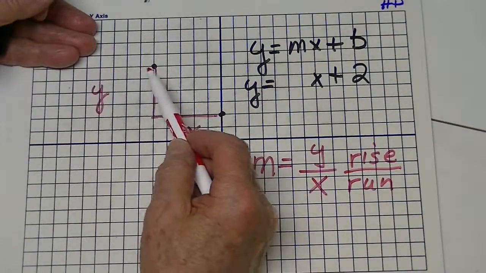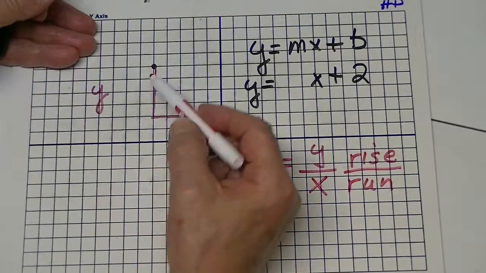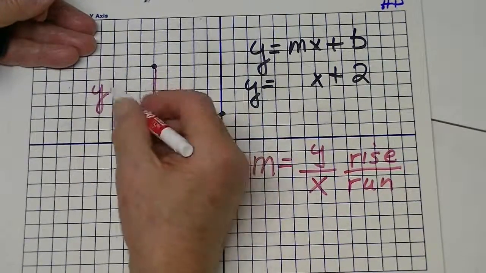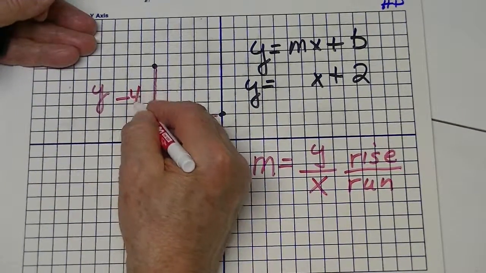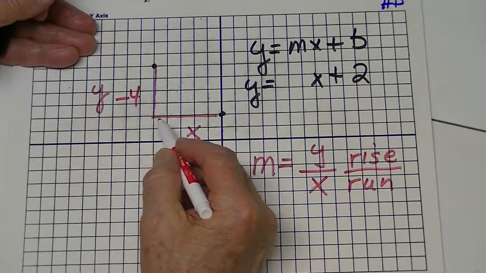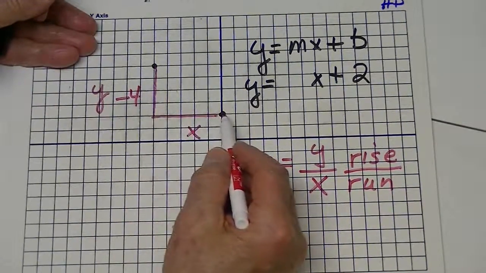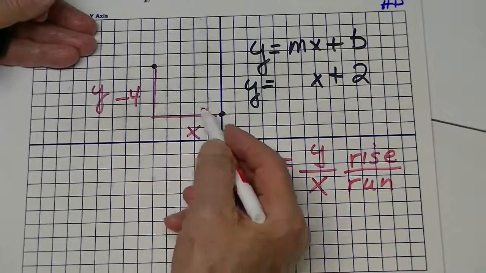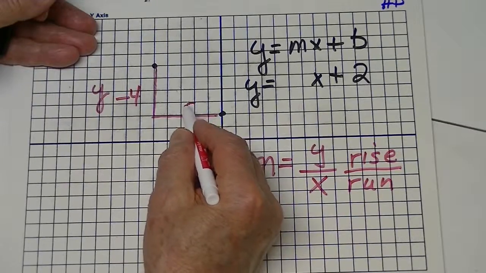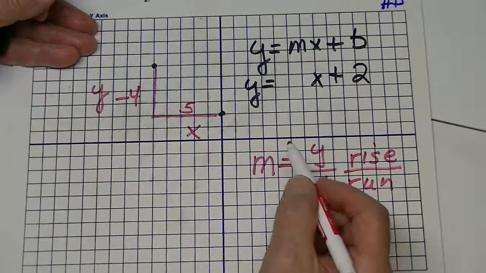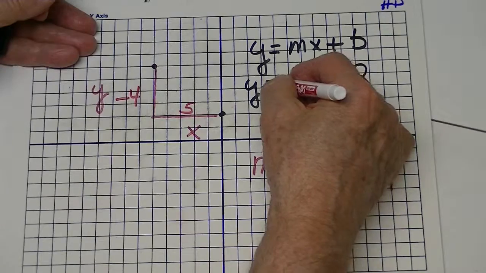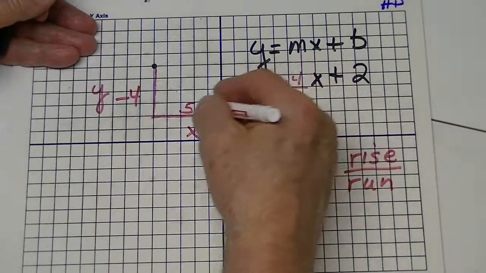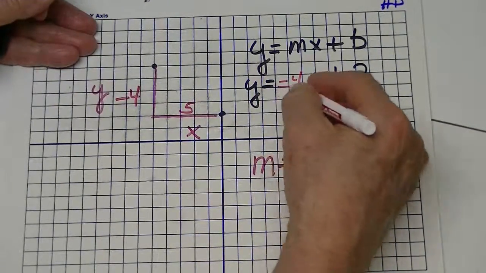Well, we can just count the units. Now, if we're starting up and we're going down, this becomes negative. So negative 1, 2, 3, 4. This will be a negative 4. And if we do our run, going in this direction, this is positive. So 1, 2, 3, 4, 5. So our slope then is going to be a ratio of a negative 4 over 5.